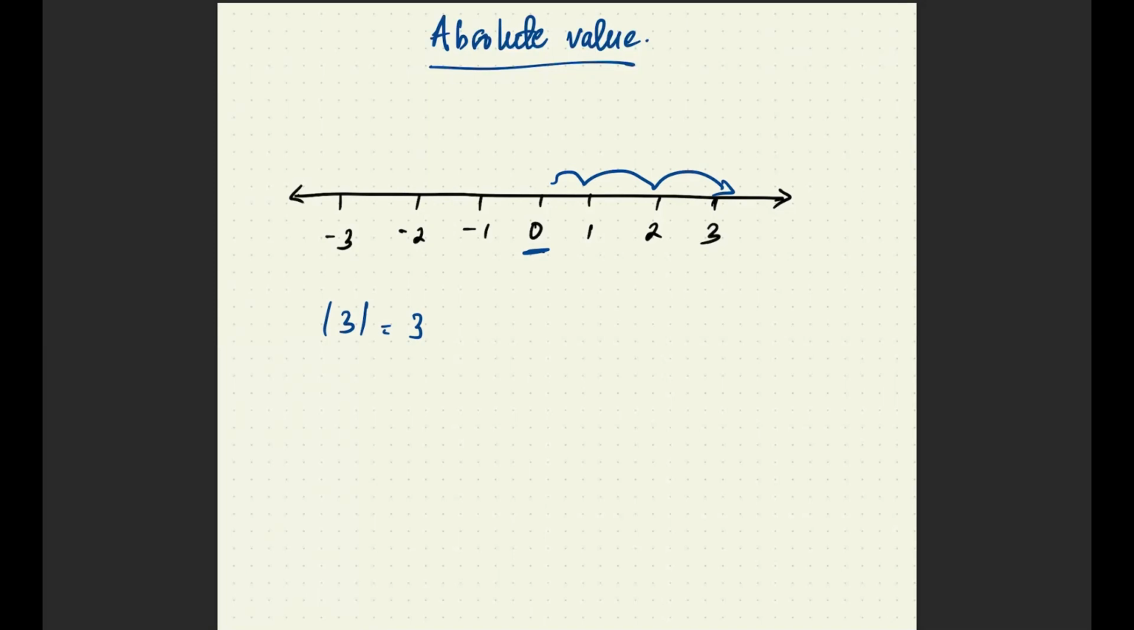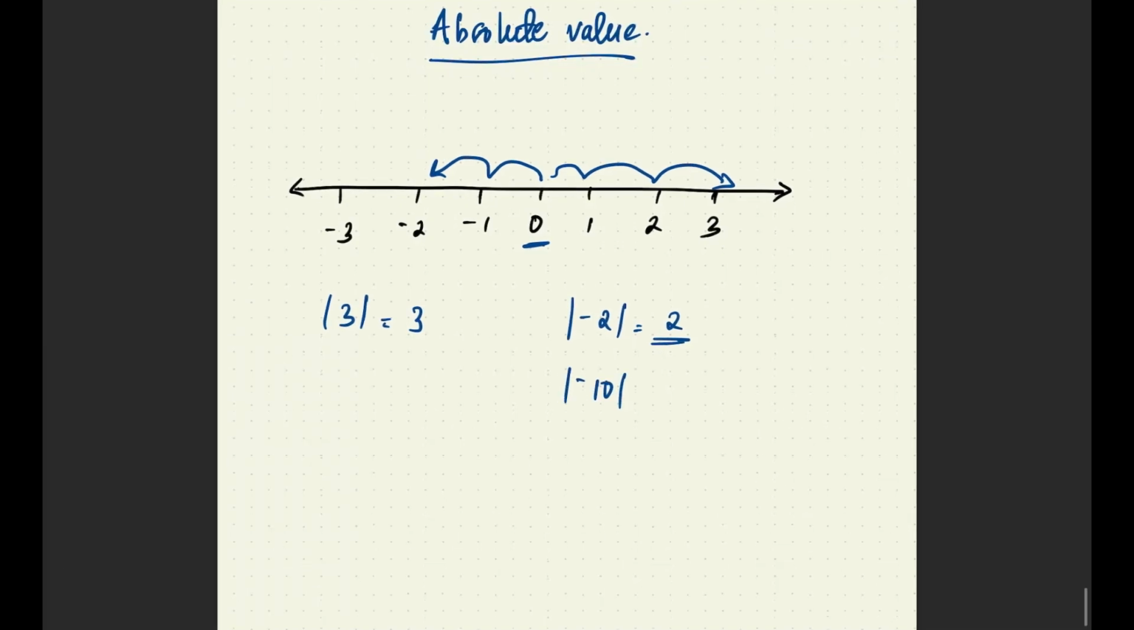If I ask you to find the absolute value of minus 2, what would that be? Simple. How many units am I moving to get to minus 2 from 0? From 0 I'm moving 1 and then 2 units to get to minus 2. So the absolute value of minus 2 is just 2. In a similar way, the absolute value of minus 10 would be equal to 10. The absolute value of 2 is just going to equal 2.